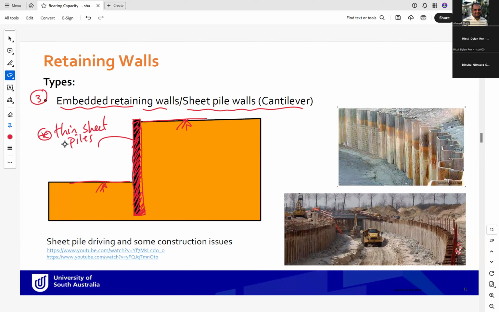Okay, if you look at this diagram here, this is the sheet pile wall. They can embed sheet piles close to each other so that they can create a wall. And as you can see here, then they fill the soil on the two sides, and this is our wall. So this is a soil layer, and the other side as well. Okay, so this is our sheet pile walls. There are some links on sheet pile driving and some construction issues in sheet piles, so you can also check the links and watch the videos.